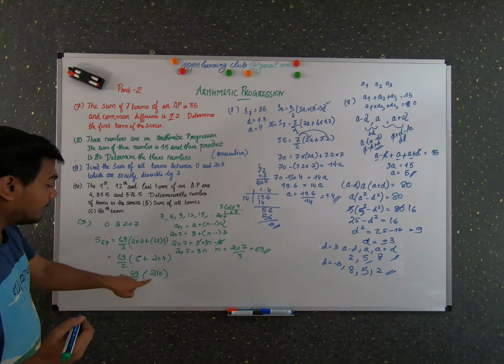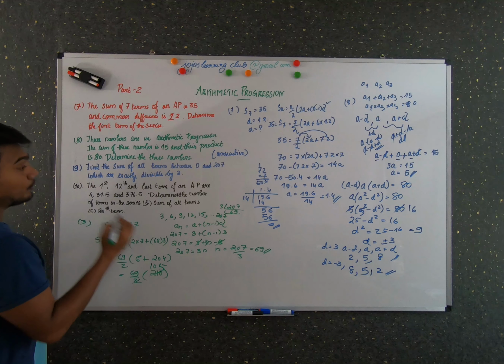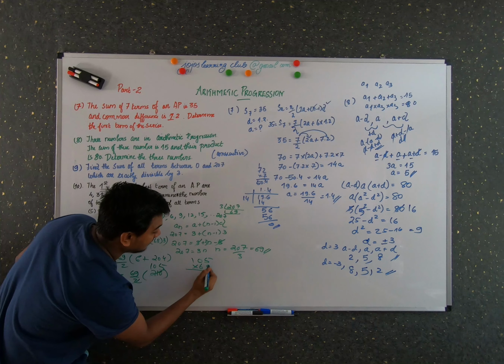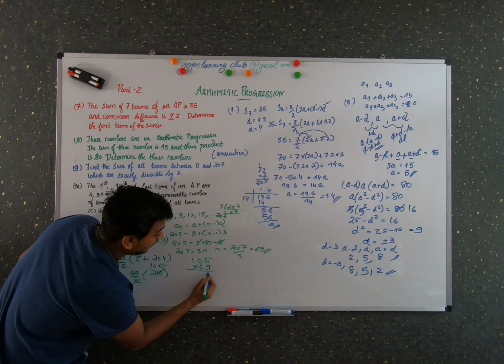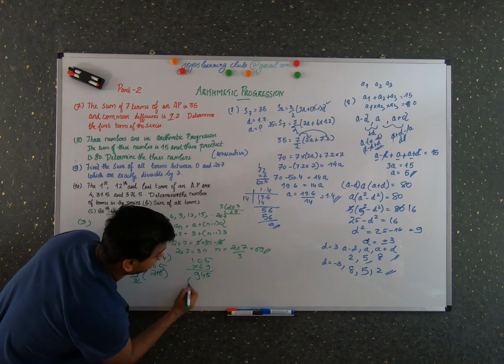So I need to find the value for this one, right? So it is 105. So 105 into 69. 5 nines are 45. 945, and what is it? 630, right?